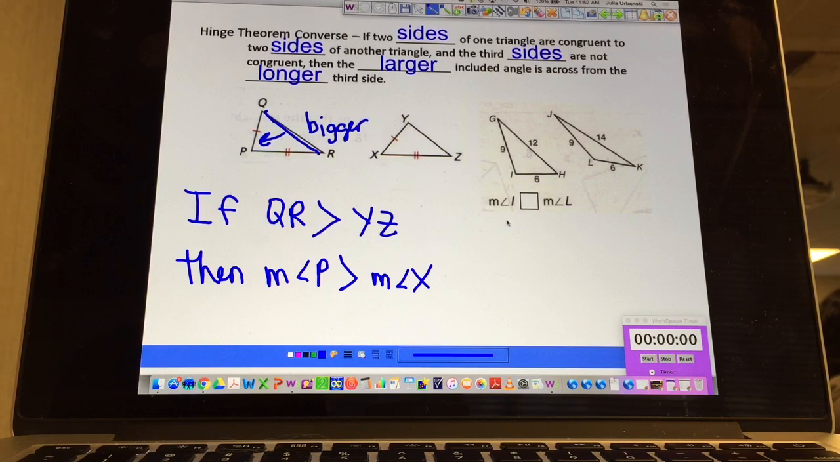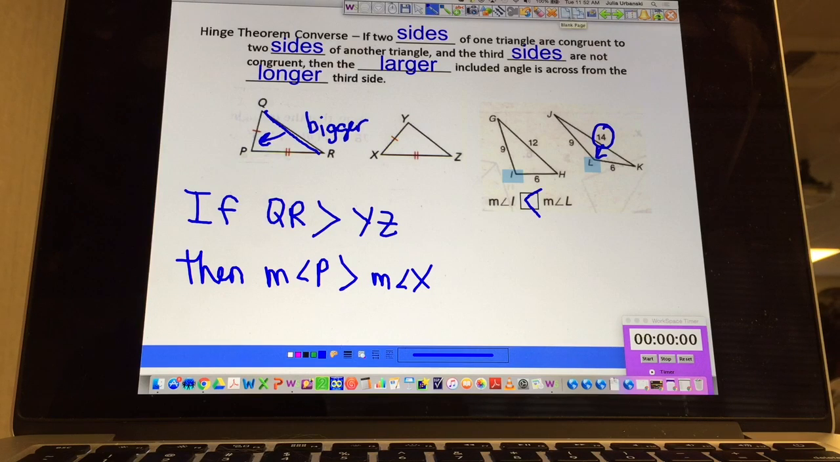So they're asking us to compare angle I and angle L. Let me highlight those for you. We're focusing on angle I and angle L. To determine which one is bigger, you look across. L is across from the 14, I is across from the 12. Since 14 is bigger, that makes L bigger. So put the open and the greater side towards the L. 14 is bigger, so angle L is bigger than angle I.